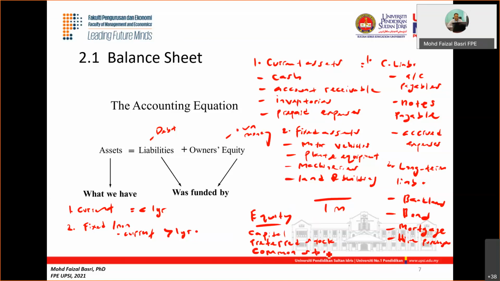There are two sources here when we talk about stocks or shares, whereby investors from outside of the business can invest in this company and own a certain percentage of shares. When they become shareholders, obviously they are considered under the owner's equity. And the last one here is known as retained earnings.